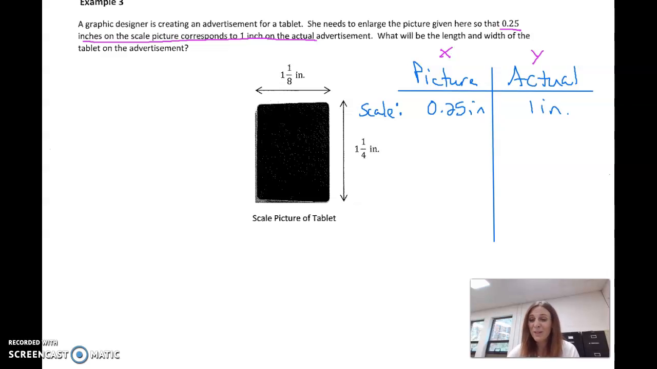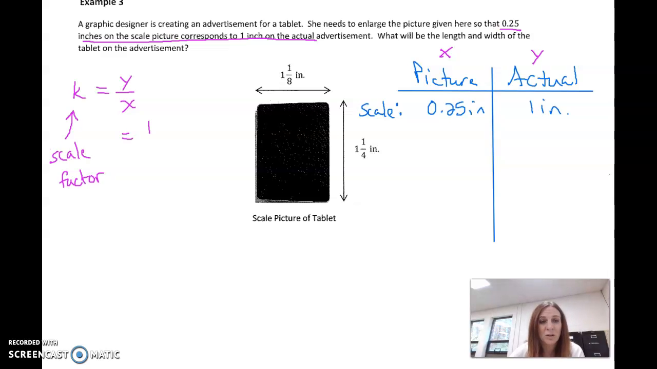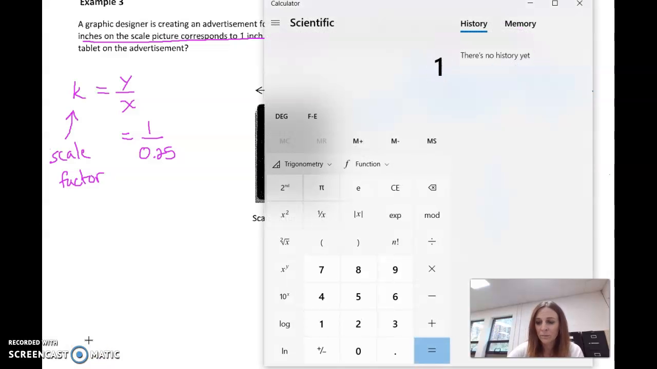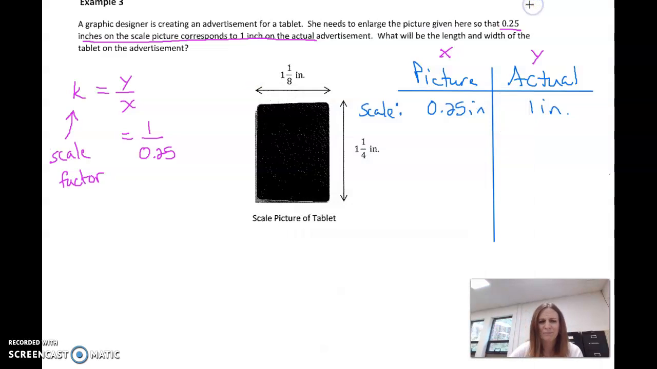So you might look at this and know what we have to do right away, but if not, remember we find our constant by going y divided by x. Also our scale factor. So I am going to go 1 inch divided by 0.25. If you grab a calculator, you get 4. We could have done the fraction operations too. So our scale factor is 4. That means this times 4.